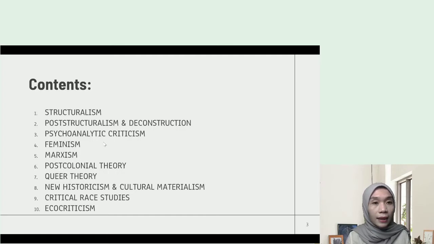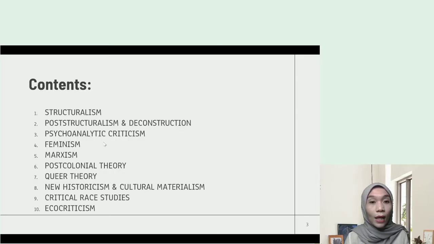Okay, let's take a look at the contents. Here there are 10. The first one is structuralism. The second is post-structuralism and deconstruction. The third is psychoanalytic criticism. The fourth is feminism. The fifth is Marxism. The sixth is post-colonial theory. The seventh is queer theory. The eighth is new historicism and cultural materialism. The ninth is critical race studies. And the tenth is ecocriticism.